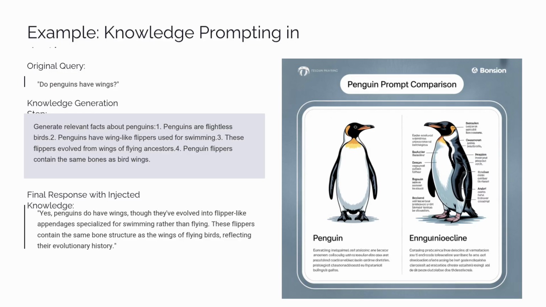Penguins are flightless birds with wing-like flippers adapted for swimming. These flippers evolved from the wings of their flying ancestors and contain the same bone structure, highlighting their evolutionary history. Thus, while penguins have wings, they are specialized for swimming rather than flying.